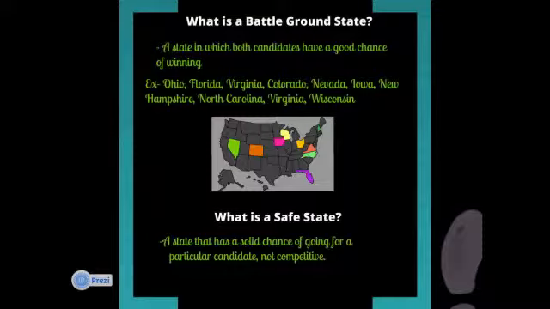Now, Ohio is another key battleground state, and it has actually voted for the winner of the presidential election in every election since 1960. So Ohio has like a 50-year track record of getting it right. So way to go, Ohio. And then what is a safe state? A safe state is a state that has a solid chance of going for a particular candidate, and it's not competitive. New York is definitely a safe state because it's a very strong Democrat state and will usually vote for Democrat candidates in the presidential election. So the level of competitiveness really defines whether something is a battleground state or not.